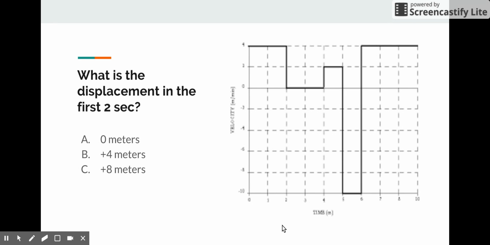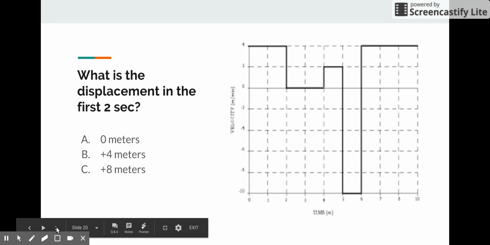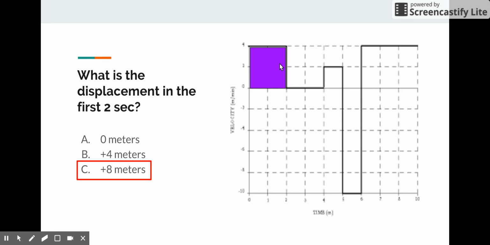Now, using the same graph, what is the displacement in the first 2 seconds? This is where we use the area underneath the velocity time graph. So we have 4 meters per second for 2 seconds, right? 4 times 2 would lead to a displacement of 8 meters.